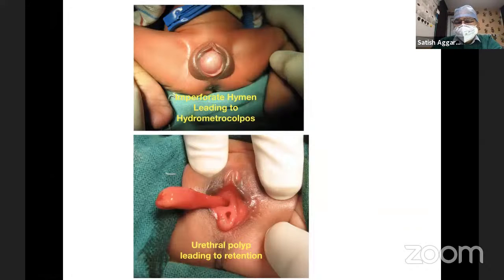We generally have developed a tendency these days not to examine our children, not to put our hands on the tummy, just ask the history, see the reports, see ultrasound, see CT imaging, and then decide treatment. Please do examine, put your hand on the tummy, examine the genitalia. It will help you pick up many conditions which others may fail.